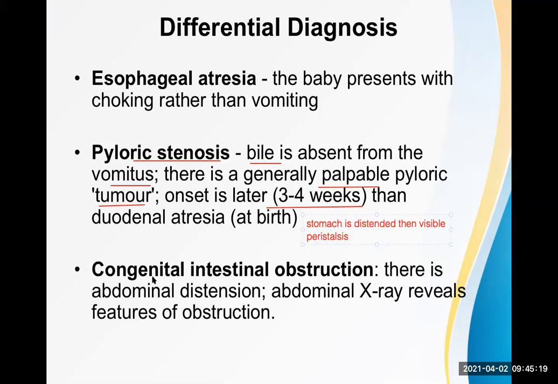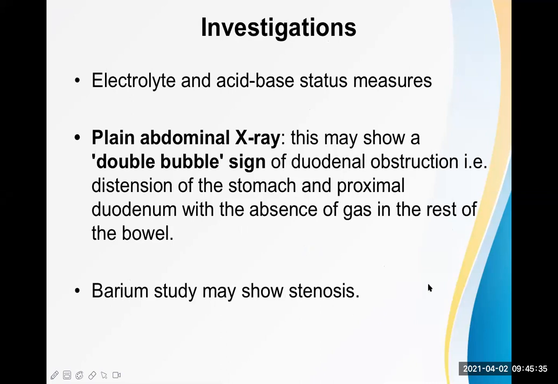Another one is congenital intestinal obstruction. So there is abdominal distension. In this case, an abdominal X-ray reveals a picture of intestinal obstruction. This occurs usually distal to the duodenal atresia. What investigation would you like to do in this type of cases? Try to take a concept of it. This is just a concept type of thing.